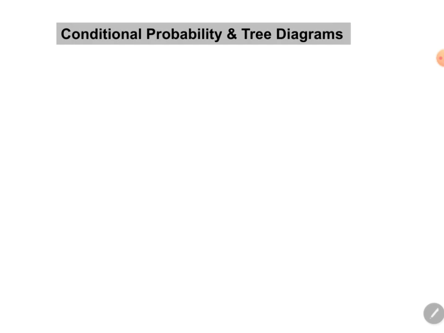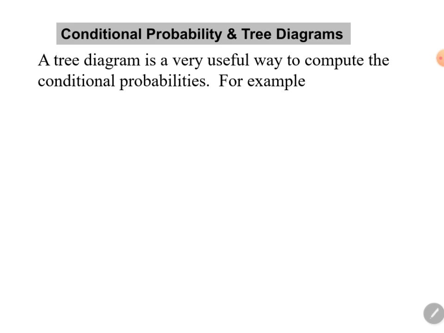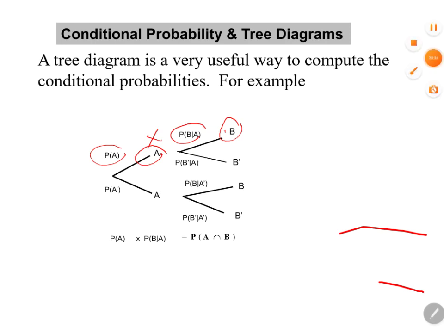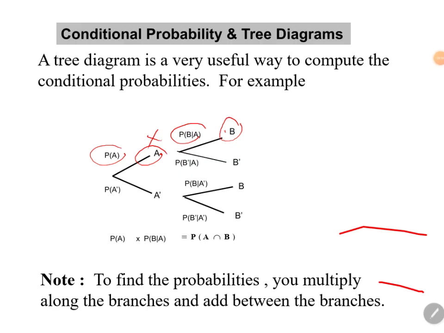Conditional probability and tree diagram. Another method to represent the data is by using the tree diagram. A tree diagram is a very useful way to compute conditional probability. For example, we have event A, so we get A or A prime. Then from A, we get event B, which is the probability of B given A has happened. To find the intersection between A and B, we just multiply along the branches. Note, to find the probability, you multiply along the branches and add between the branches, so you can add up between branches to find the total probability.